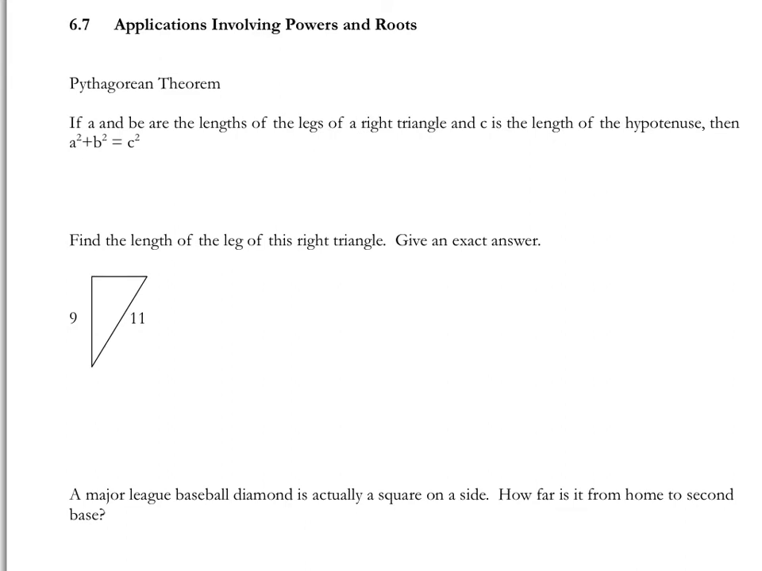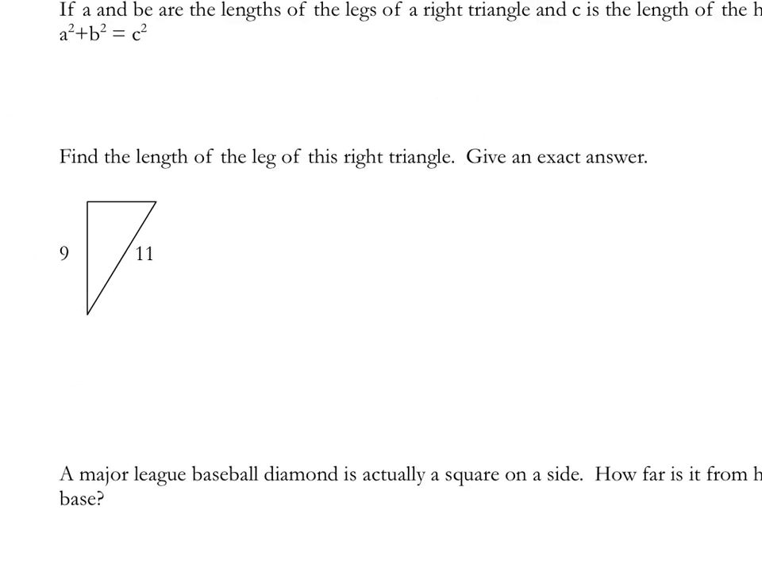Section 6.7, Applications Involving Powers and Roots. One application you'll see involving squared numbers and square roots will be the Pythagorean theorem. You know this: if you have a right triangle and A and B are the lengths of the legs on the right triangle and C is the length of the hypotenuse, the longest side, then A squared plus B squared equals C squared. So you've all seen that before. That's a very common type problem.